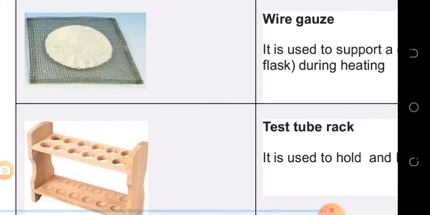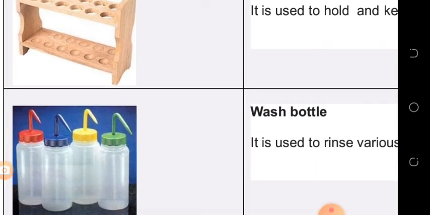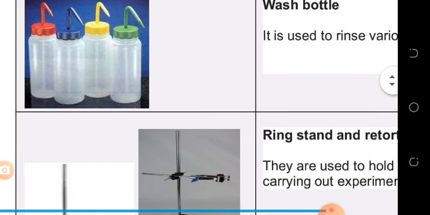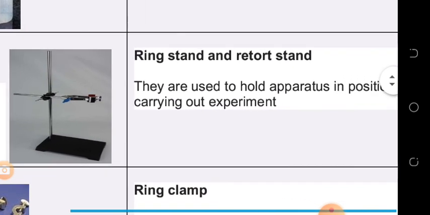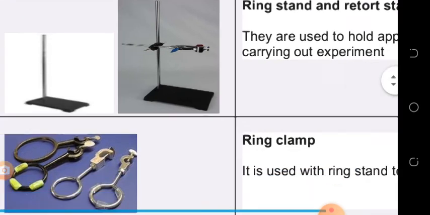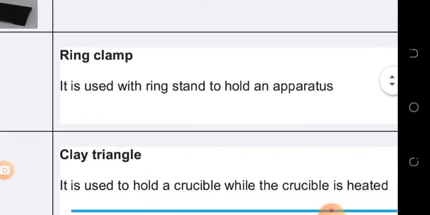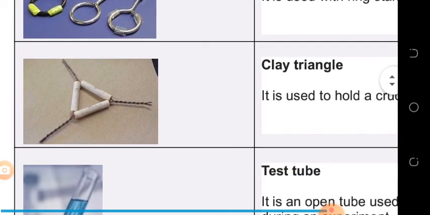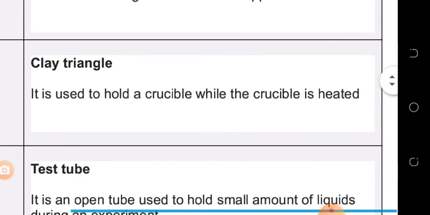Test tube rack: used to hold and support the test tube during experiments. Wash bottle: used to rinse various pieces of laboratory glassware. These are the ring stand and clamp stand. They are used to hold the apparatus in position while carrying out experiments, so they are very important. Ring clamp: used with a ring stand to hold an apparatus, especially fixing the burette. Clay triangle: used to hold the crucible while the crucible is heated.